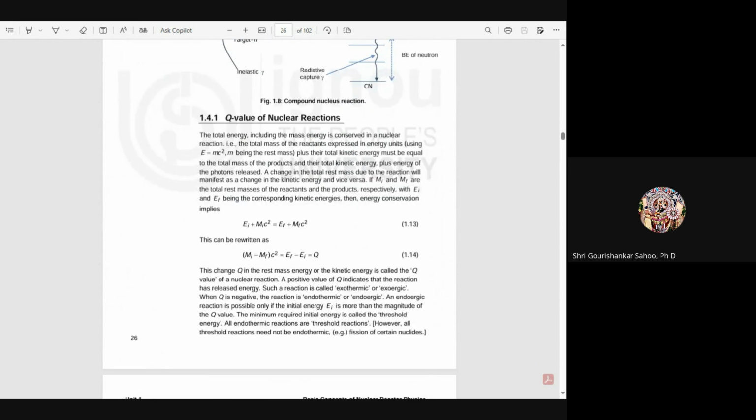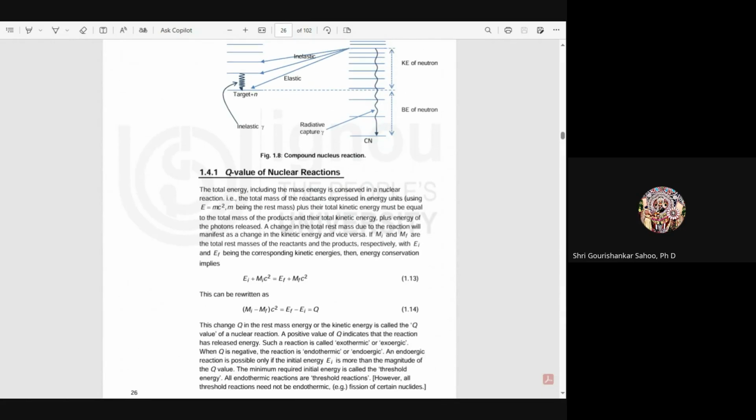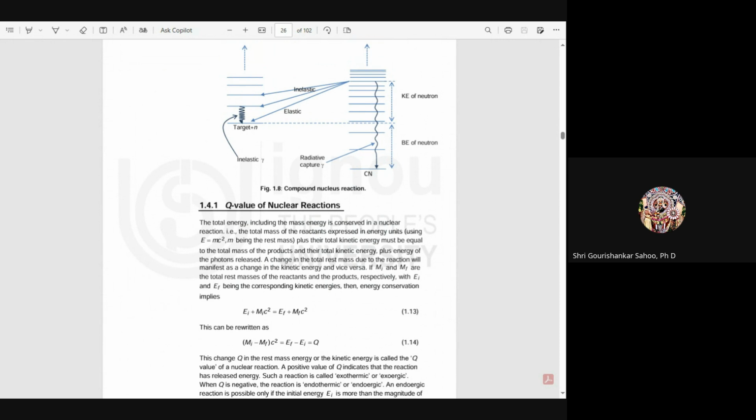Then the Q value is an important thing. The total energy, including the mass energy, is conserved in a nuclear reaction, and the total mass of reactants expressed in energy units plus their total kinetic energy must be equal to the total mass of products and the total kinetic energy plus energy of the photons released.